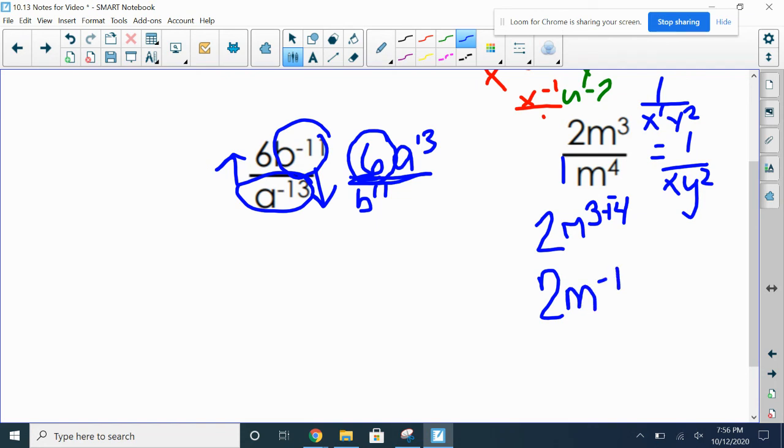And our last step, we cannot leave negatives in our answer. We're going to need to move that m to the negative 1 from the top to the bottom so it can be a positive. So it'll be 2 over m to the 1, or just m, because that 1 is assumed. All right?